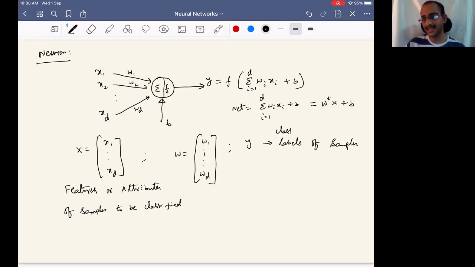If it is a binary classification problem, then the class label Y can take 0 or 1. That is the true value for binary classification. That means it belongs to either the first class or the second class. It can't belong to both classes. That is a binary classification problem. So now, in such cases, this is a neuron.